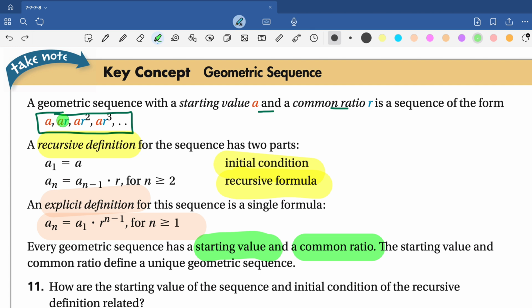Each consecutive term is being multiplied by the ratio. And then the third term is going to be multiplied by the ratio squared. The fourth term is going to be multiplied by the ratio cubed. So how do we write this recursively?